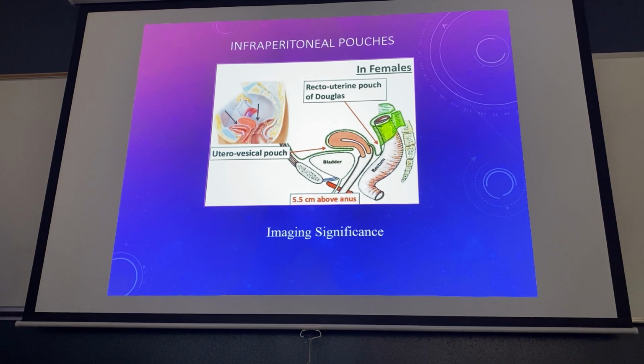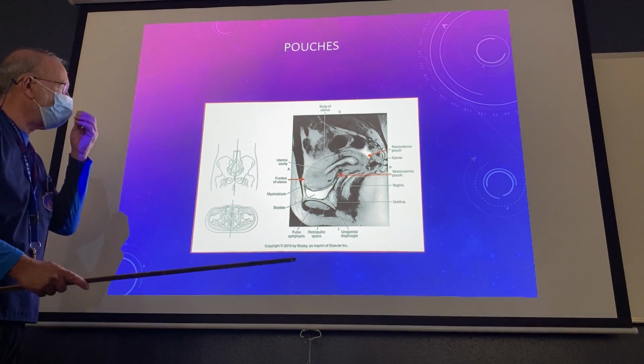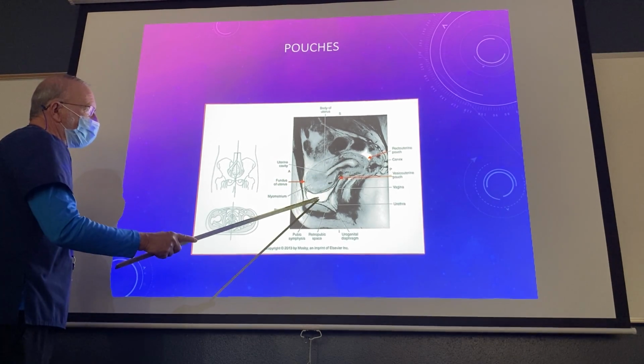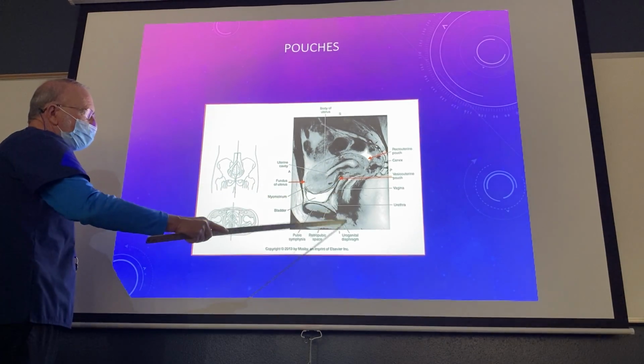So there's imaging significance on these pouches. They are indicators of abscess, ascites, infection, fistulas, things like that. So you need to be mindful of those. Over here on this perspective, you're looking at a sagittal. Again, you're going to have the uterus anteflexed over the urinary bladder, which is down here. And you got the rectum coming back here and down.